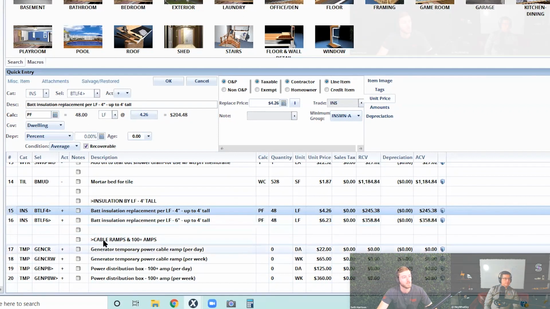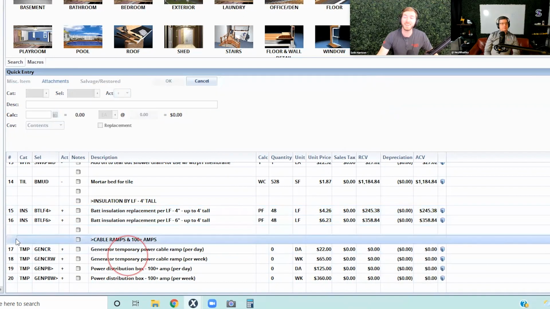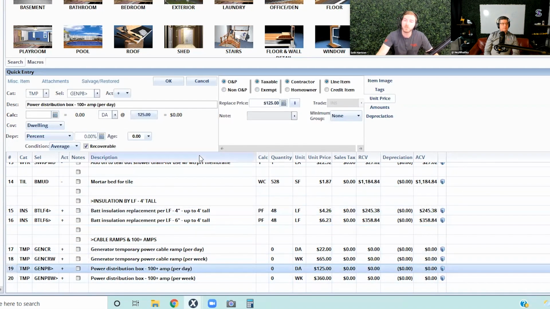And we'll see some beneficial changes to the existing up to 2 foot line items in the next section. Lastly, cable ramps and 100 plus amps. There's been some confusion over the years, and we've fielded some questions around these power distribution boxes. Before you had the greater than signs, remember these are new line items, you had TMP GEN PB and it said power distribution box. But we know, Garrett, GMS, we know there are lots of different options out there for power distribution boxes.